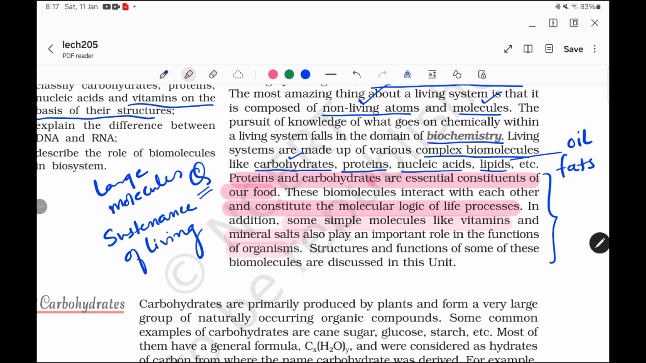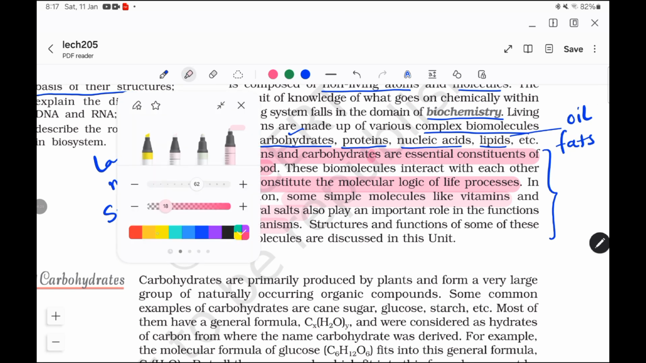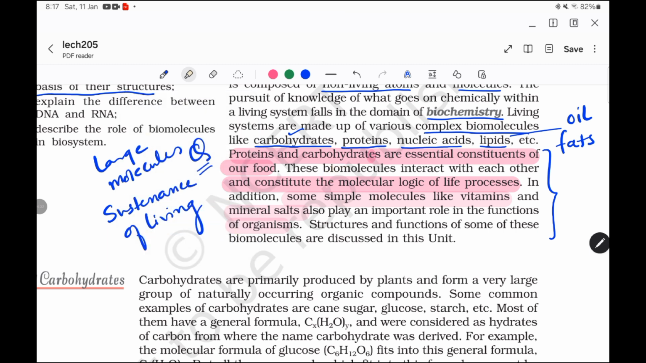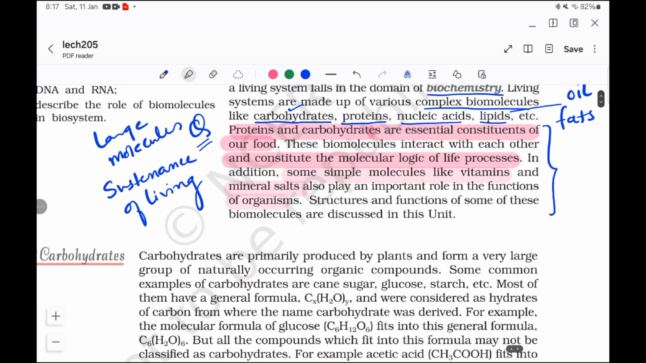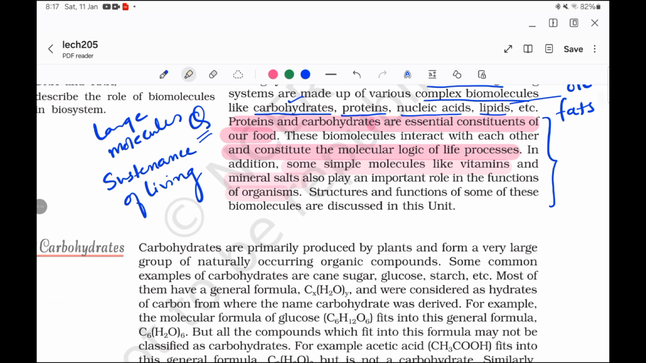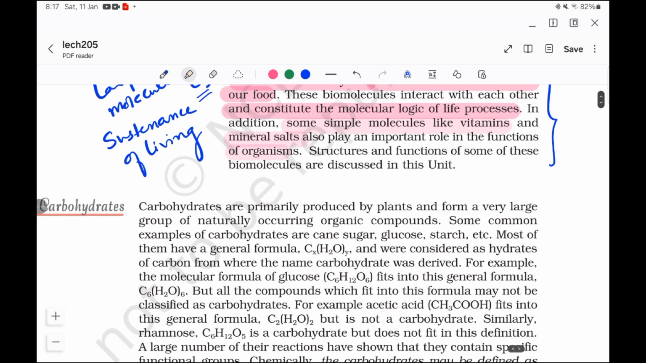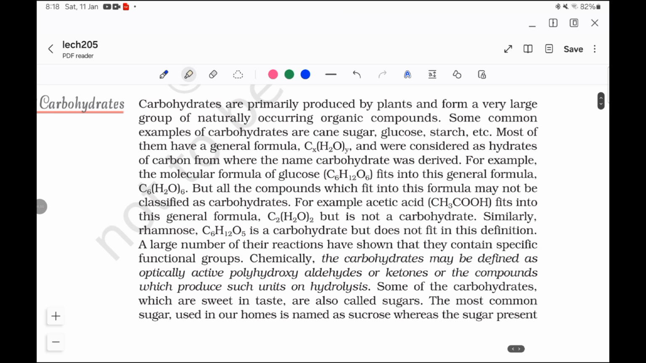So I'm sure this is clear to everybody. Biomolecules are the complex molecules which are important for the sustenance of life, which means they will be responsible for our breathing and other activities. The various biomolecules which are present in the body are, like we just saw, carbohydrates, proteins, fats, vitamins, and mineral salts also. Today, let's get to the definition of what are carbohydrates.